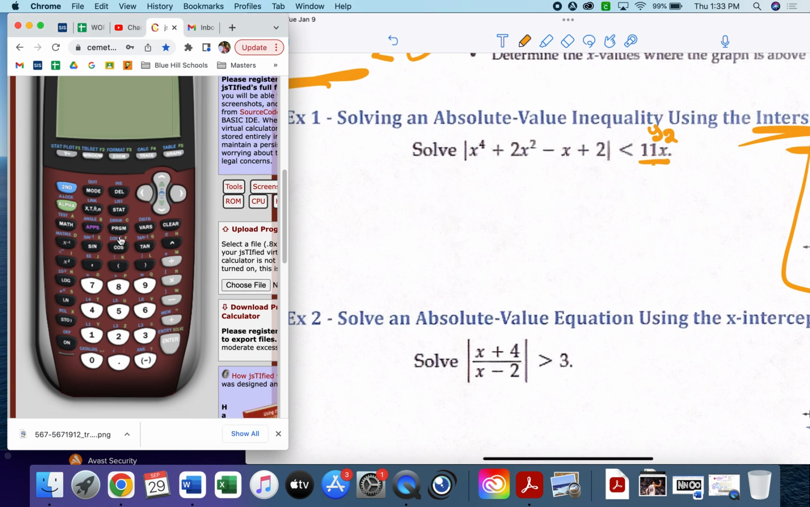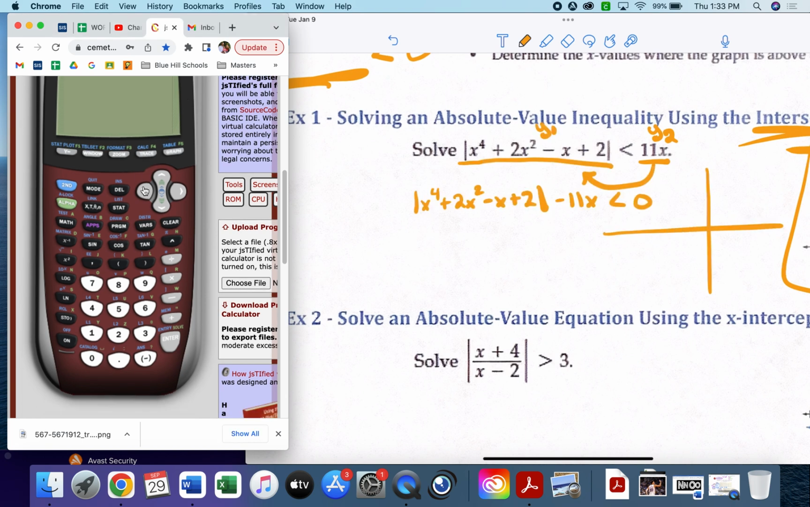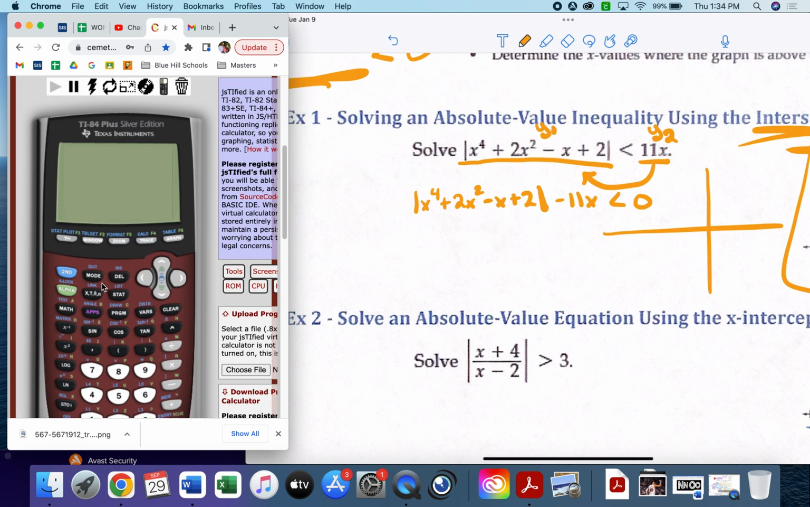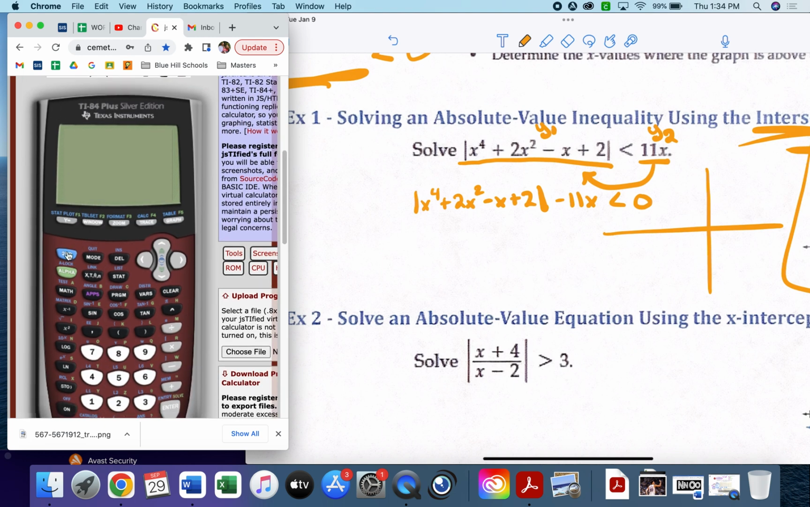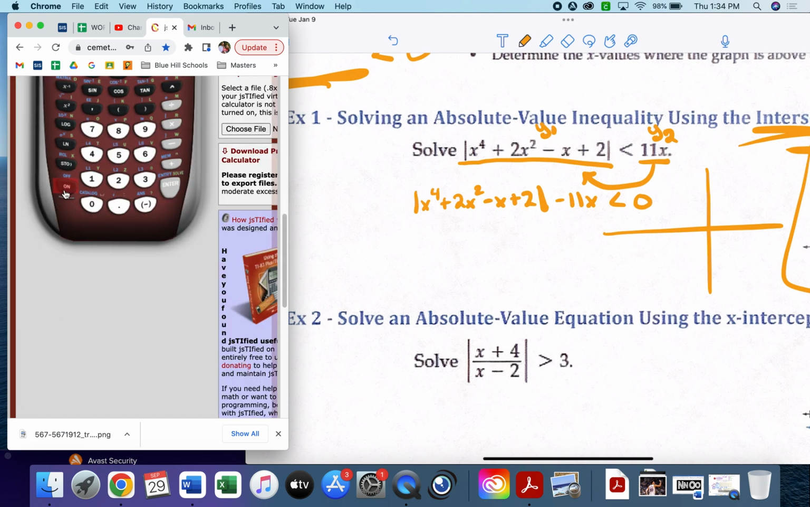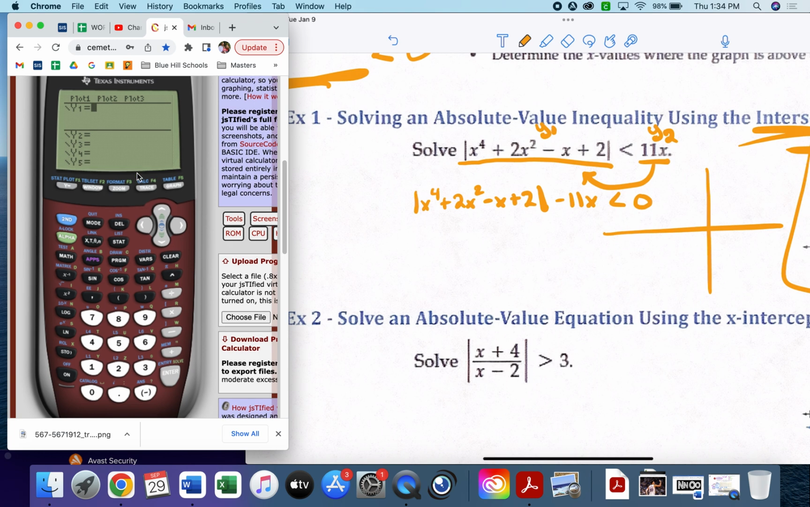So practice typing this in, especially finding the absolute value on your calculator. Do you remember where it's located? F2. What? F2. You're crazy. I'm not crazy. I don't put it in F2. I don't know where it's at. It's in F2. Y1. I go math.